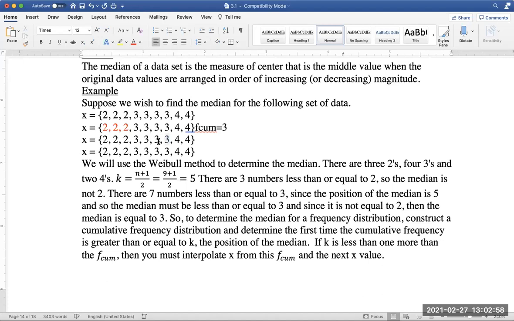Next, there are 4 threes. And there are 2 fours. Okay. So there's a total of 9 numbers there. 9 plus 1, 10 divided by 2 is 5. So I wanted to find the fifth number.